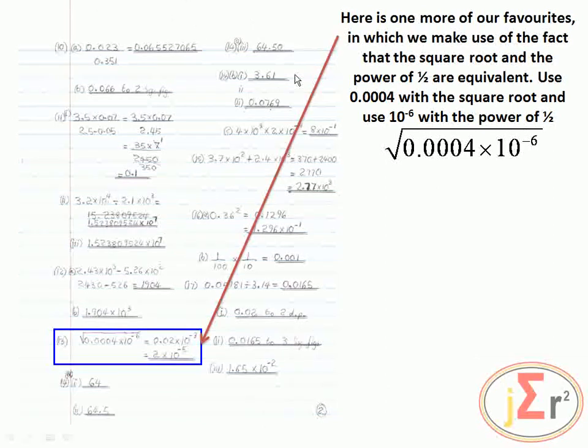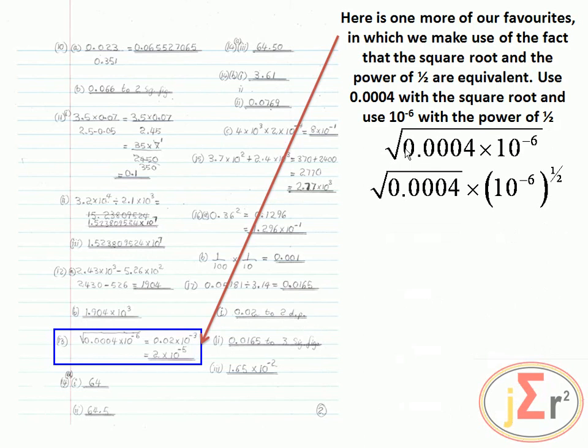We will therefore use the square root with 0.0004 and use the half power with 10 to the power of negative 6, because we have an index here. We put the power of a half with the index for convenience, and then we just rewrite this one as the square root of 0.0004. So take the number, take the square root of it, and take the indices and manipulate those, making use of the fact that the square root and the power of a half are the same. Apply the square root to this one and apply the power of a half to the one that has the index.